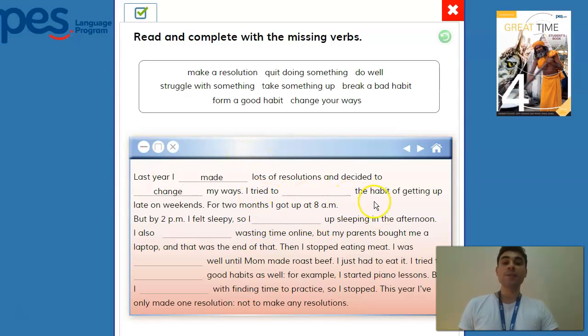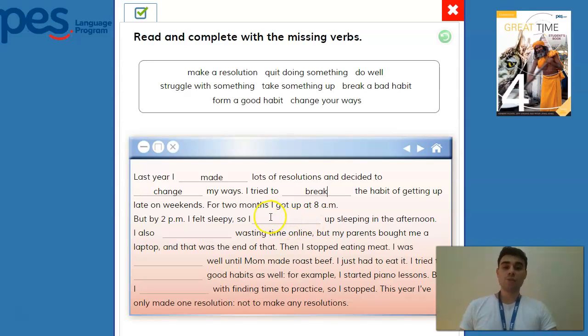I tried the habit of getting up late on weekends. Do you think she tried to break or to form this habit? Is it to break, right? I tried to break the habit of getting up late on weekends. For 2 months, I got up at 8 a.m. But by 2 p.m., I felt sleepy. So I sleeping in the afternoon.